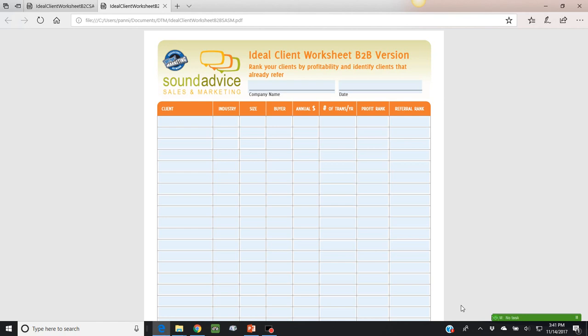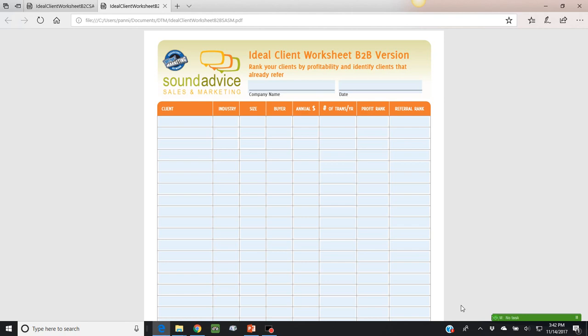One of the best ways to find out what those trigger phrases might be, and to also best identify your best target market, is to use this worksheet, which is in the handout section on the teamwork. I'll also provide it in an email. And it's to really rank your clients that you have.